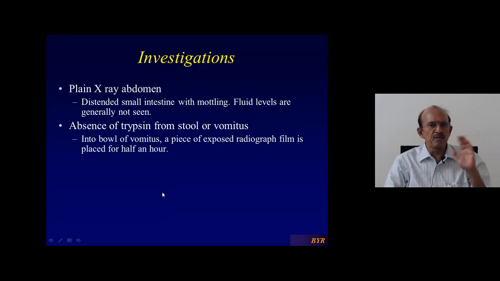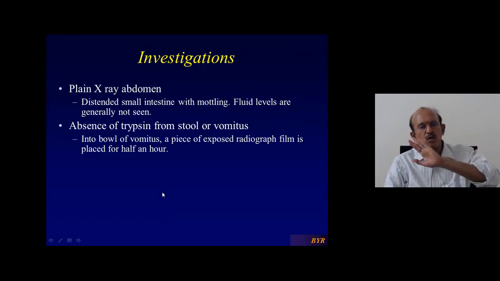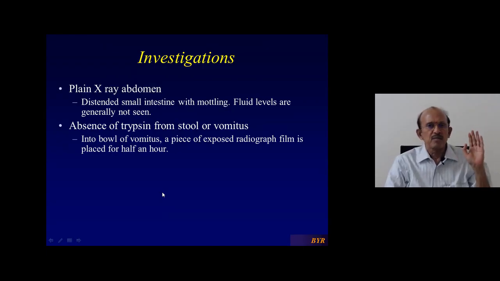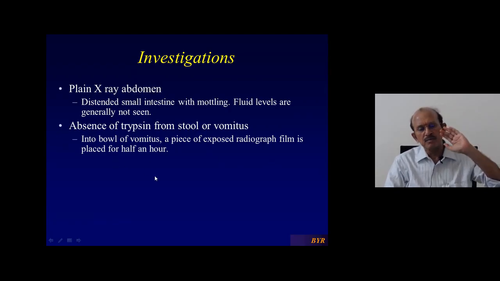You must have seen X-ray films. X-ray films are coated with a thin film of gelatin. Take a small piece of exposed radiograph film, any radiograph film which is exposed. Place it for half an hour. Because that is coated with gelatin, when you place it in your vomitus, if the vomitus has trypsin, the trypsin will digest the gelatin, and the X-ray film will become completely transparent.